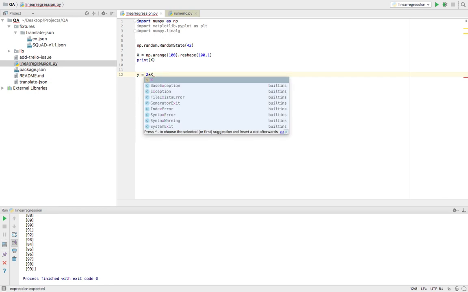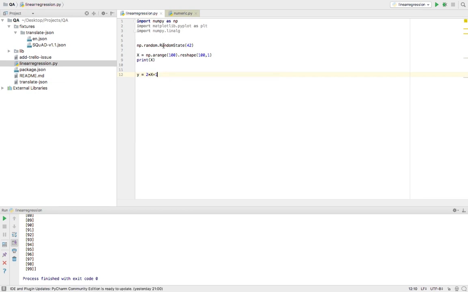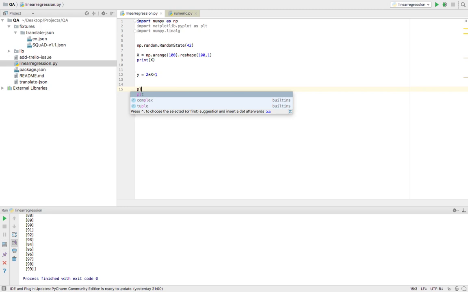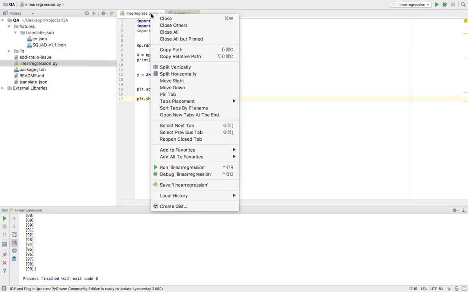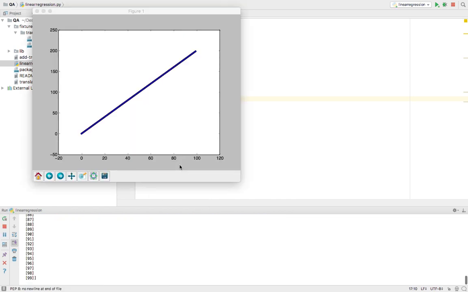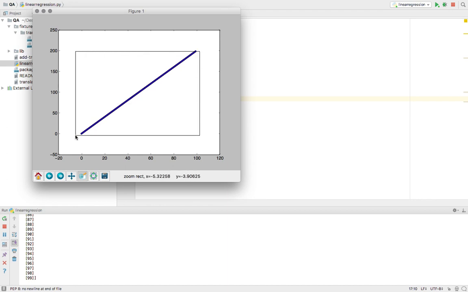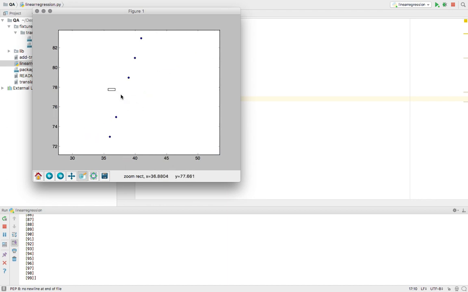This means that our m is 2 and our intercept is 1. If we want to graph it, we will say plt.scatter x and y, plt.show, and when we run it we will be observing a line, nearly a line, because it has some emptiness between the points, because we scattered it. So for the 38 value we have 77.